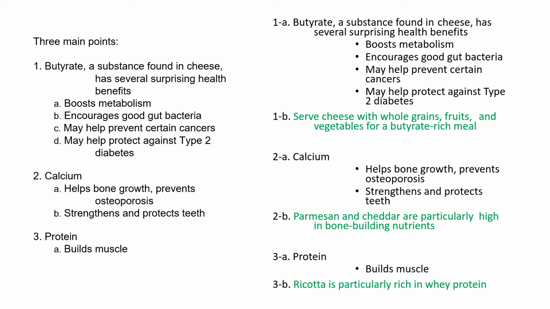So in the outline on the left-hand side of this slide, we see the same outline from the previous slide. The outline on the right-hand side of the slide is an elaborated version of that outline. In green, there are ideas for additional paragraphs for each of the 3 sections.